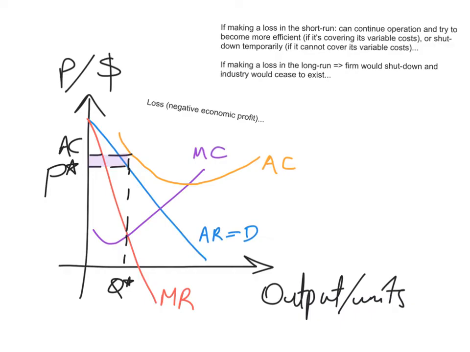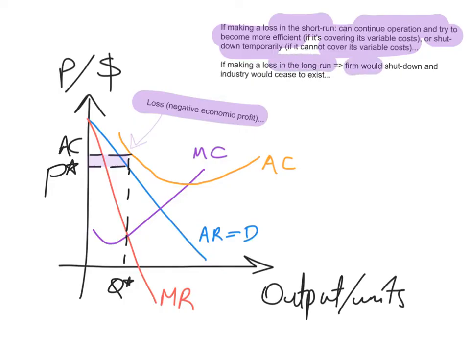Now, what if this monopolist is making a loss or a negative economic profit? As you can see here, the average cost is higher than the profit maximizing price, and the monopolist is making a loss. Well, if the monopolist is making a loss in the short run, it can either continue operation and try to become more efficient, if it's at least covering its variable costs, or it can shut down temporarily if it cannot cover its variable costs. These are its options in the short run. Now, what about if it's making a loss in the long run?